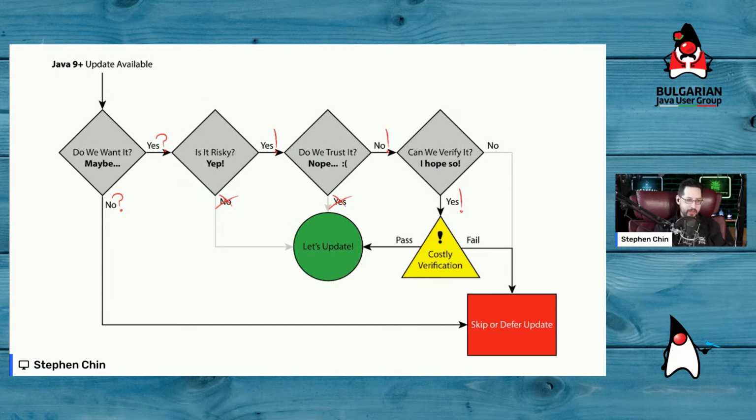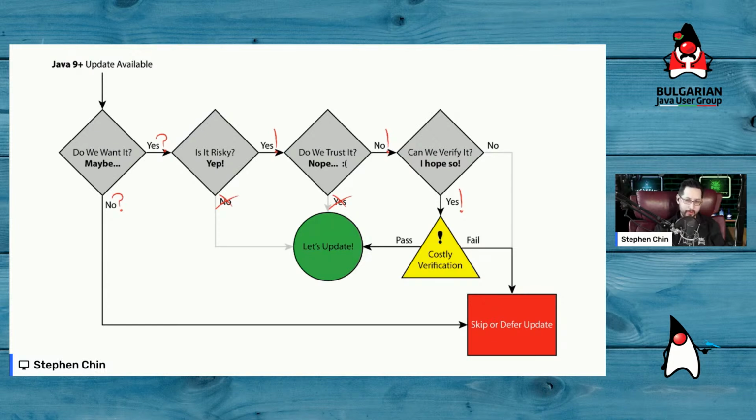And I think this is kind of the thought process when you're looking at JDKs, if you look at the same thing. So a new Java release is updated. Do you want it? Well, hopefully you do because of all the new performance fixes, features, and capabilities. Is it risky? Well, yes. Do we trust Oracle? Well, no, we want to verify it.